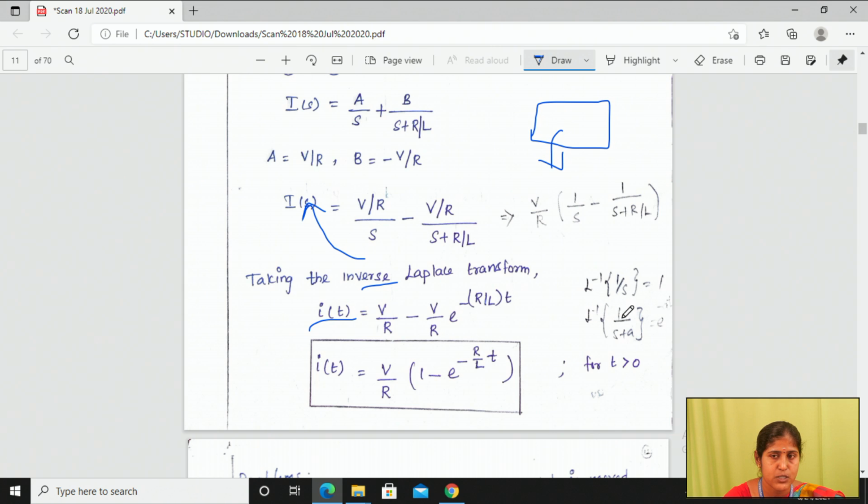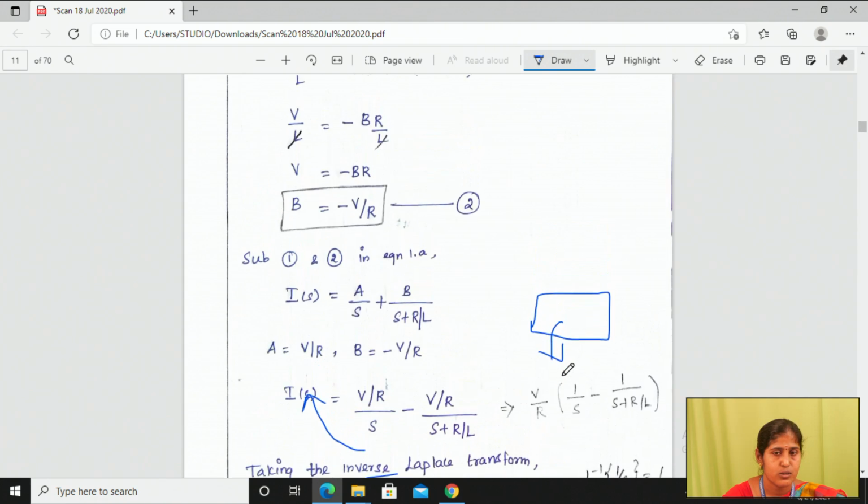Similarly, inverse Laplace transform of 1 by s plus a is equal to e power minus at. Here a value is R by L. Okay. So you can apply this inverse Laplace transform equation to the above I of s value. Through this we can get I of t, which is equal to V by R into 1 minus e power minus R by L into t. The important case is at t greater than 0, right? So this is the final analysis of RL series transient response.